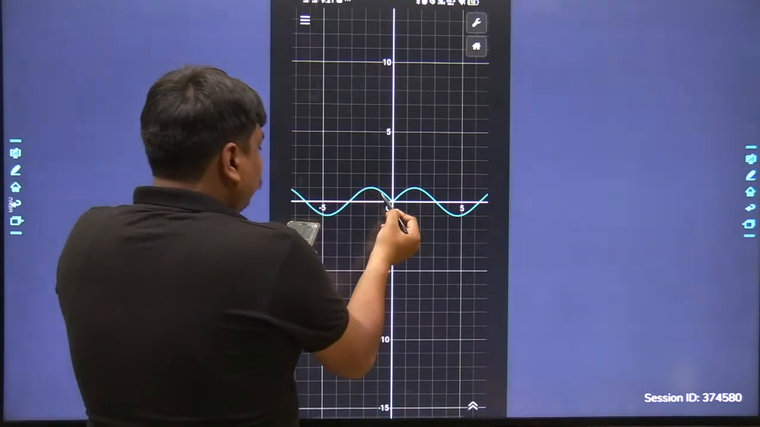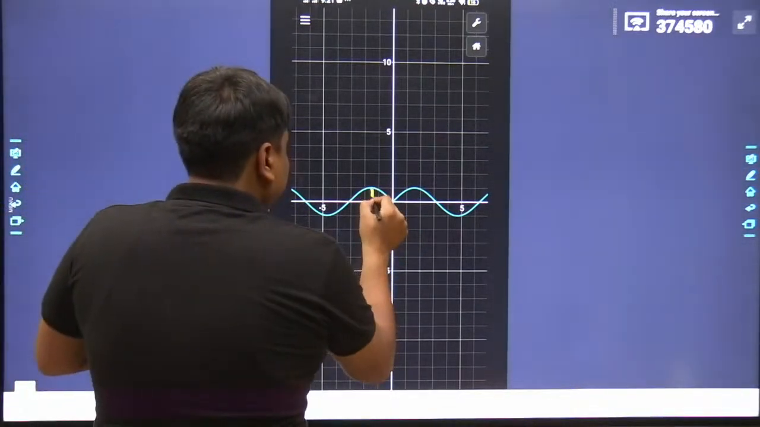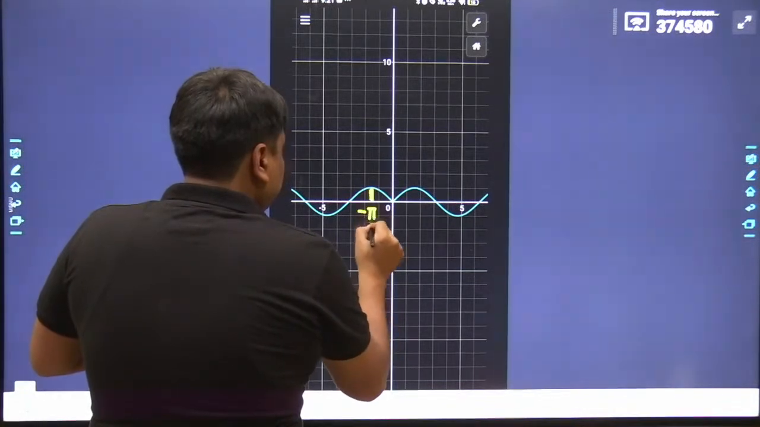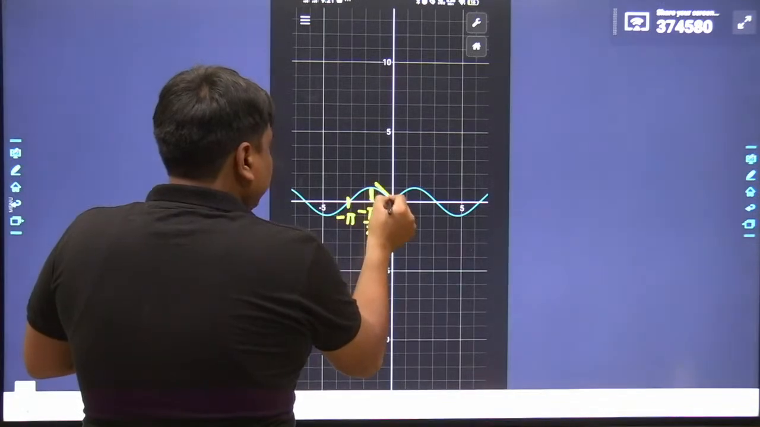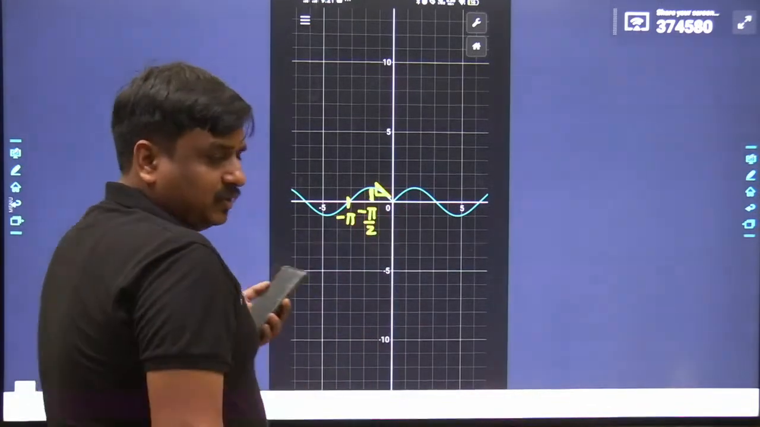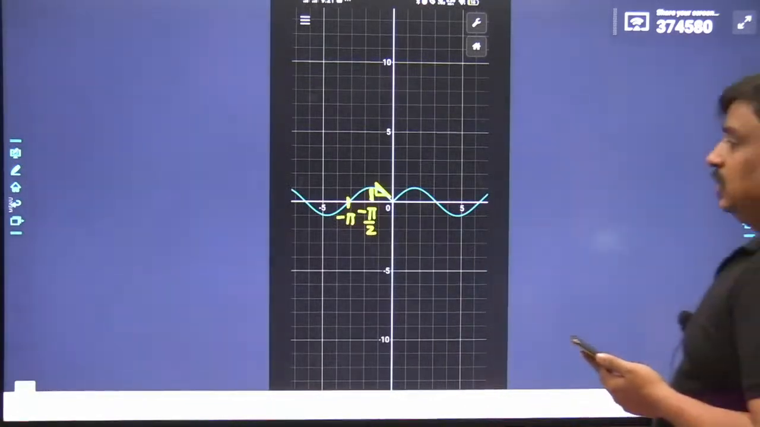So minus pi by 4 would come somewhere here, and once you calculate the slope somewhere at this point, between minus pi by 2 radian, 0 radian and minus pi radian, the slope has to be negative. So till this point, each and everything must be clear to all of us.